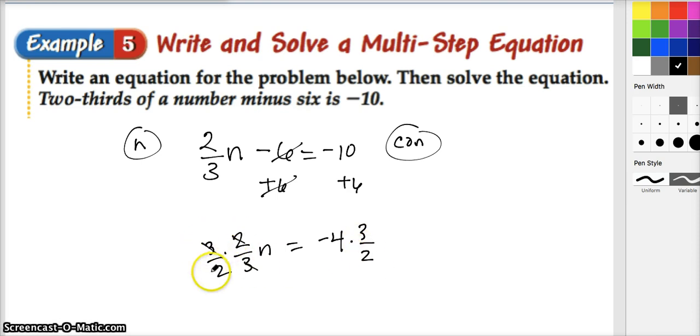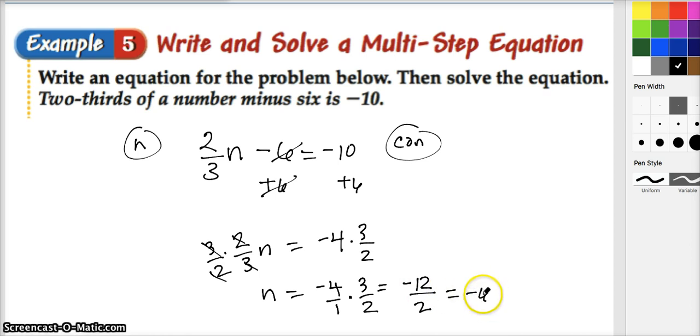So those cancel out, and I get that n is equal to negative 4 over 1, writing that as a fraction, times 3 over 2. I can cross cancel. I can do all kinds of cool things. I'm just going to multiply straight across just for kicks and giggles. I get negative 12 over 2, and that's negative 6. So that is my answer.